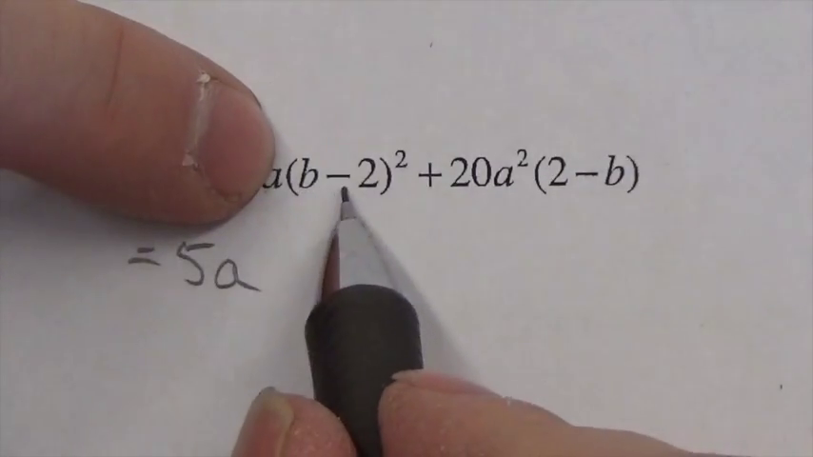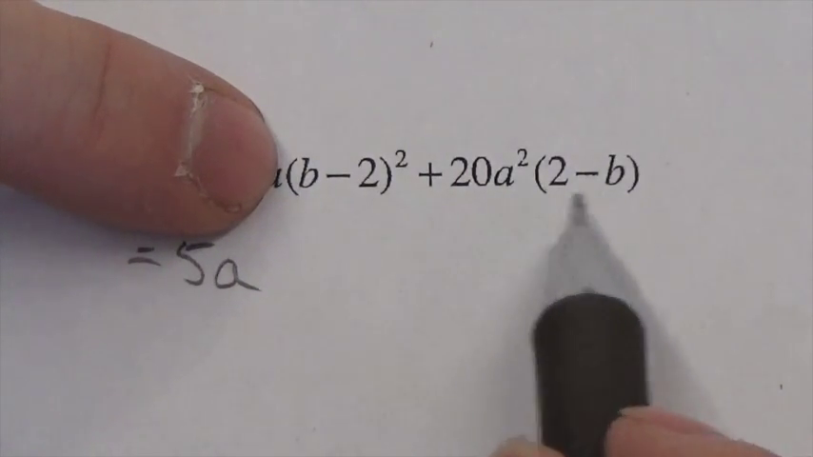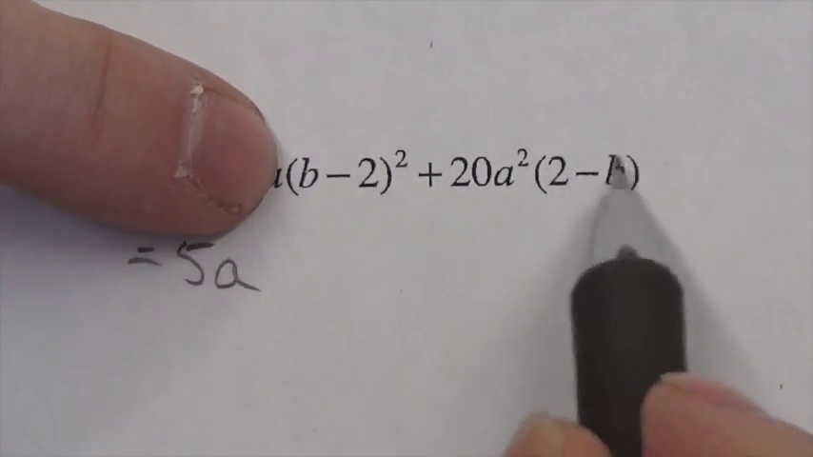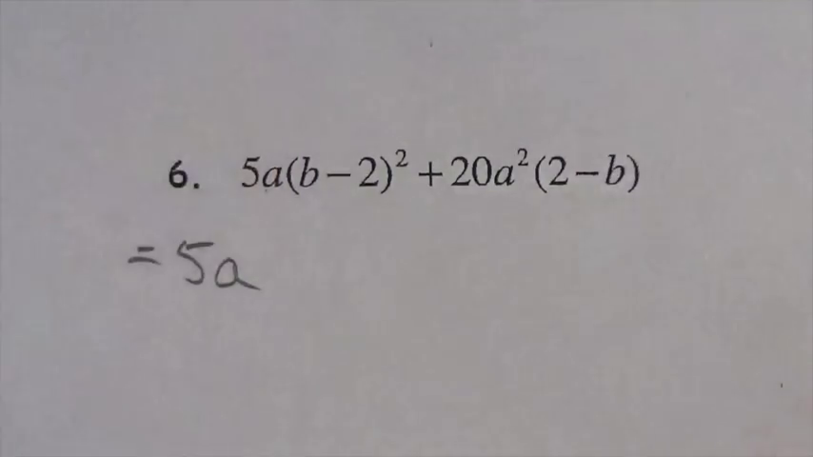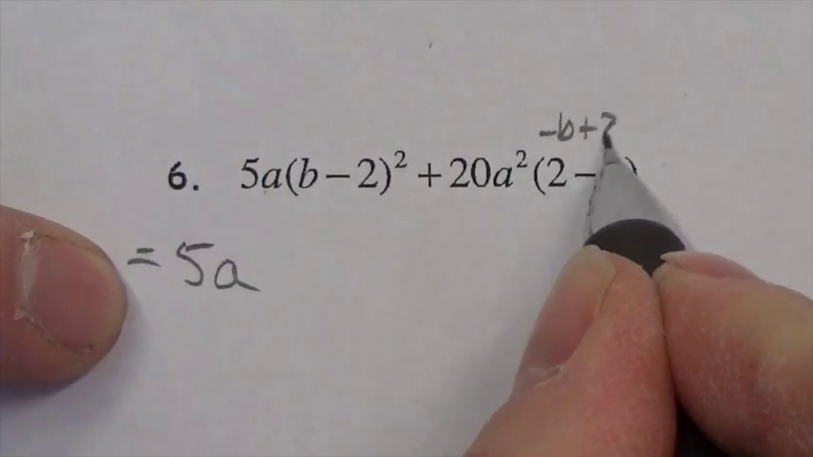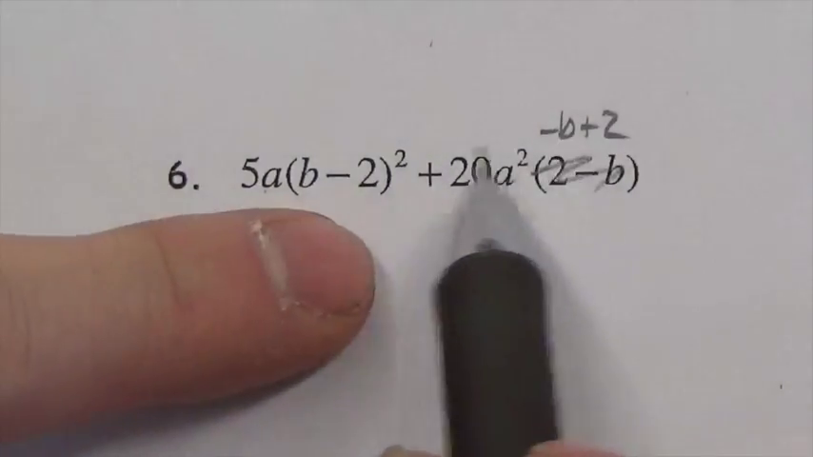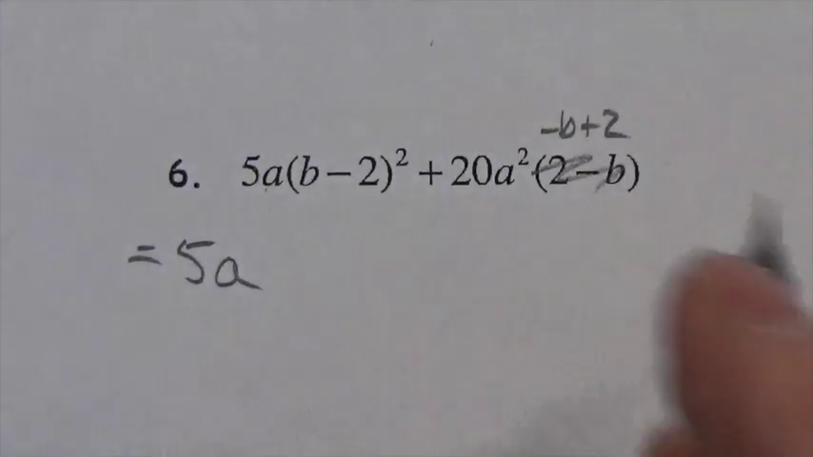And now I've got a b minus 2 squared. And here's a 2 minus b. Well, that's not what I need it to be. The order is wrong. This should be negative b plus 2. At the very least, it should be negative b plus 2. But then the signs aren't the same. So I'm going to change that.